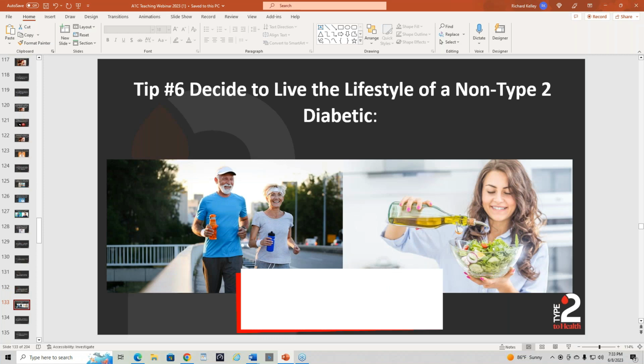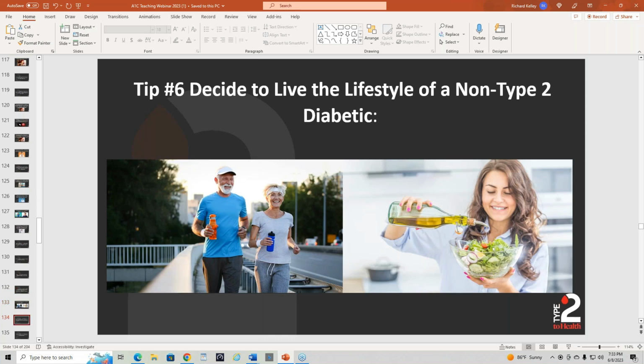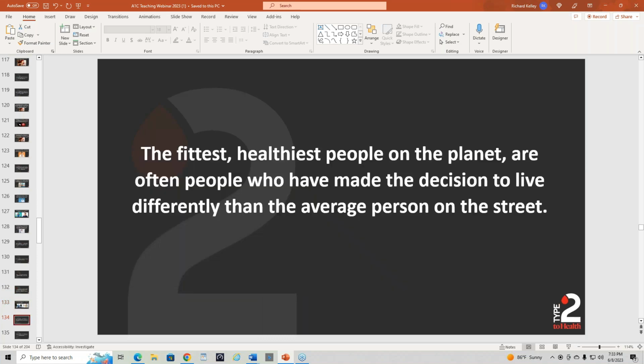And so tip number 6 is simply to decide to live the lifestyle of a non-type 2 diabetic. Now, what the heck does that mean? It means that the fittest, healthiest people on the planet are often people who have made the decision to live differently than everyone else around them, differently than the average person on the street.